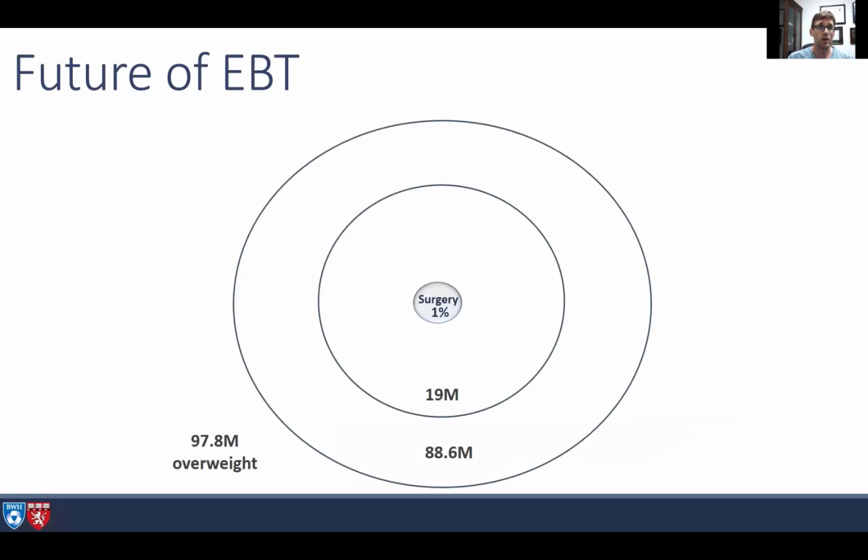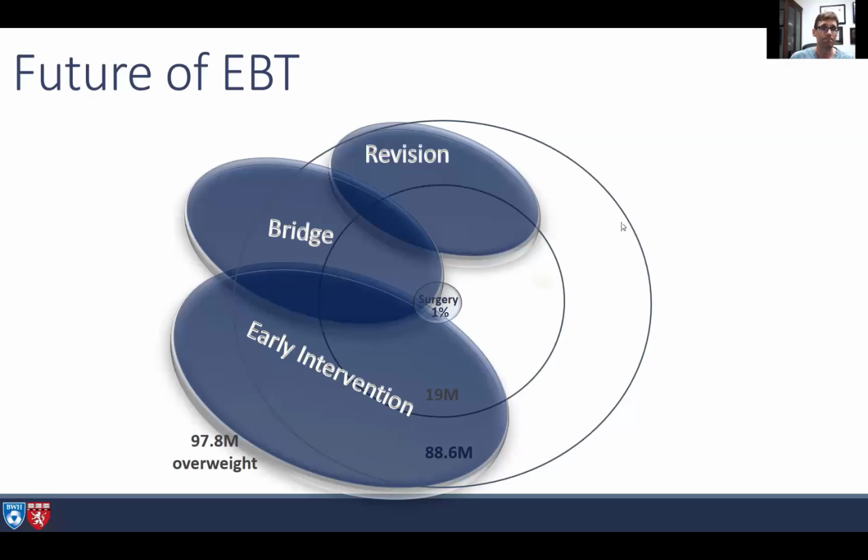This is another way of looking at the obesity pyramid, if you will, in the United States. We have 19 million people who suffer from morbid obesity and only 1% get surgery. There's another 88.6 million that don't yet qualify for surgery and 97.8 million that are overweight headed that direction. And instead of endoscopy just being a gap therapy, I think we really can help a variety of these people.